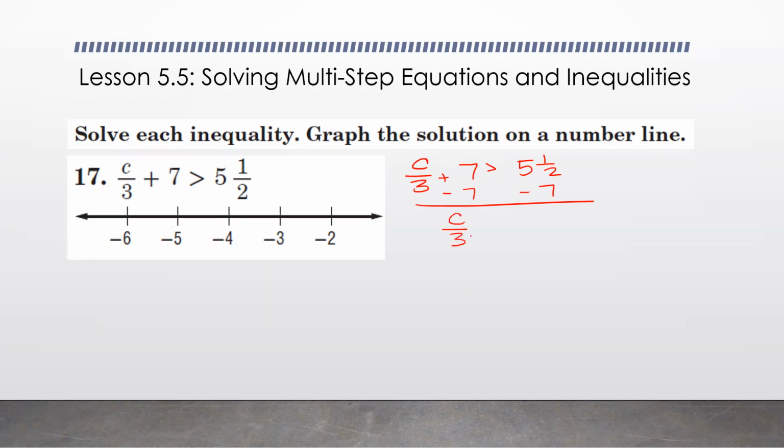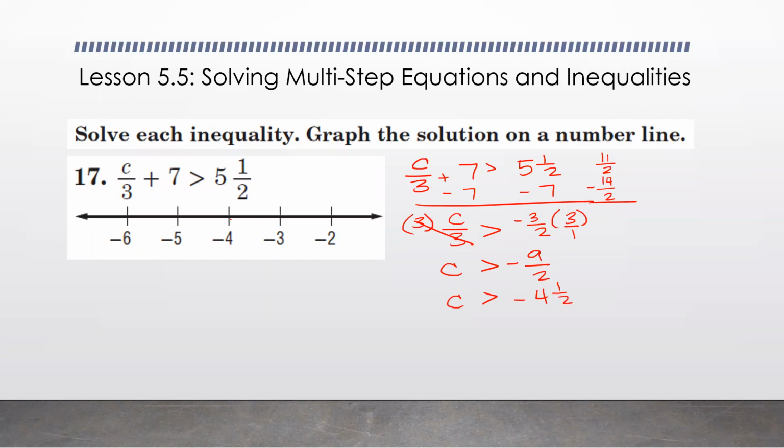Okay, so this is c over 3 is greater than, when I subtract, this ends up being 11 over 2, and this is 14 over 2. So 11 minus 14 is negative 3, and my denominator is still 2. Okay? Then c is being divided by 3, so I do the inverse and multiply both sides by 3. I end up with c. I do not flip the inequality because I multiplied by a positive number. And then negative 3 times 3 is negative 9. And then 2 times 1 is 2. So c is greater than negative 4.5.